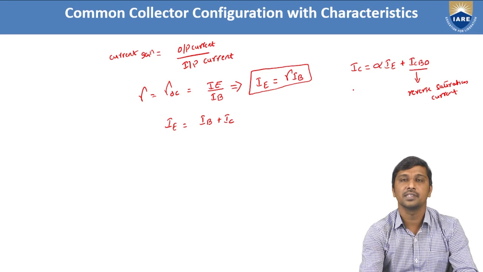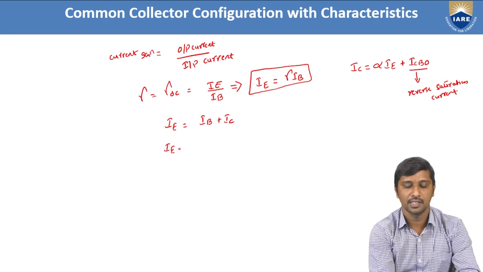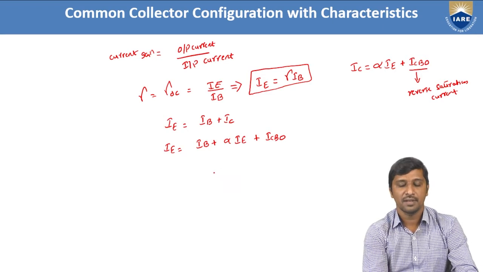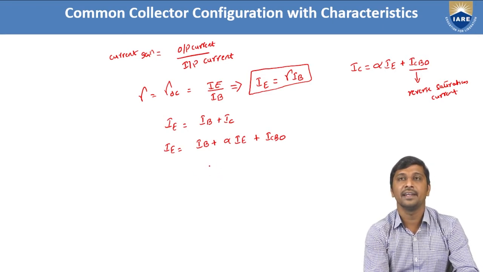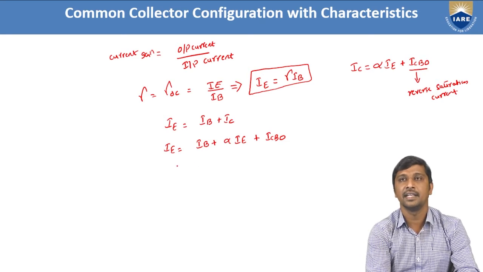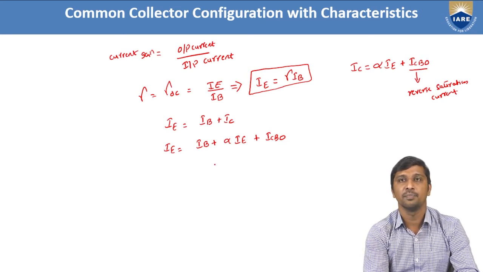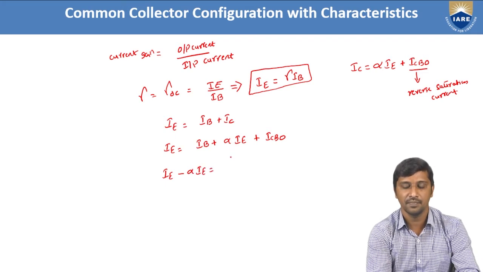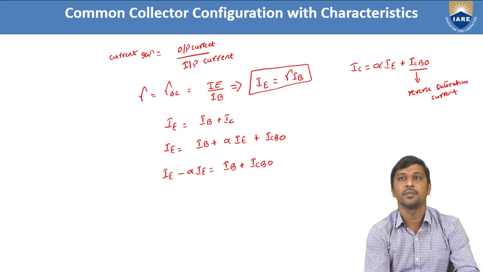Now I am going to substitute this IC relation in the IB parameter. So IE is equal to IB plus IC. What is IC we defined here? Alpha times IE plus ICBO. From this, I am going to identify the emitter current in terms of the input current, which is the base current here. So this is IE. I take the common term IE minus alpha times IE outside here. That becomes IB plus ICBO.